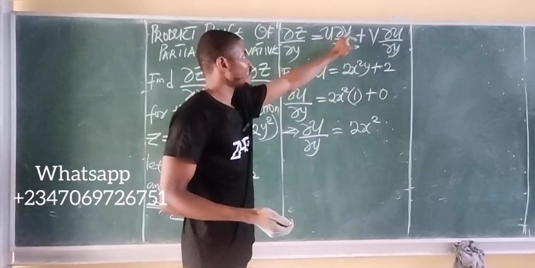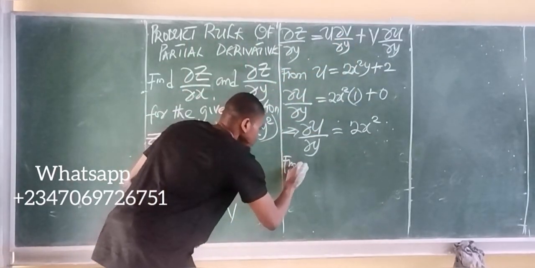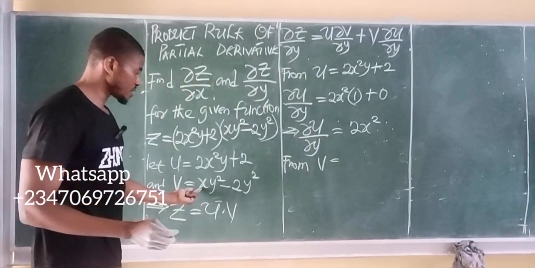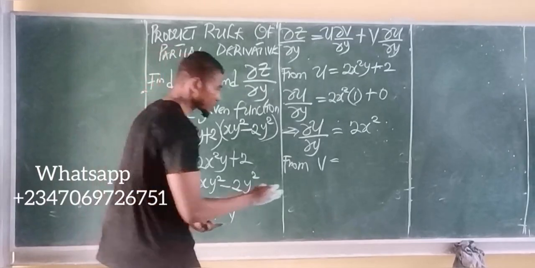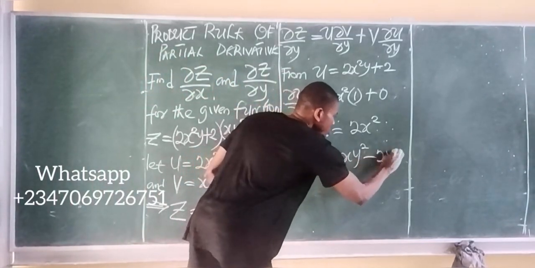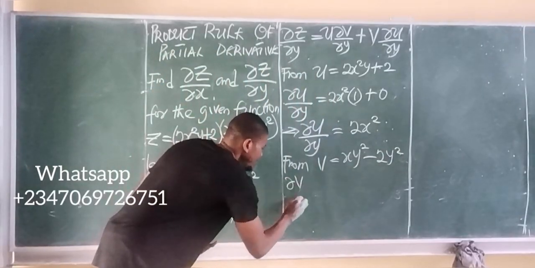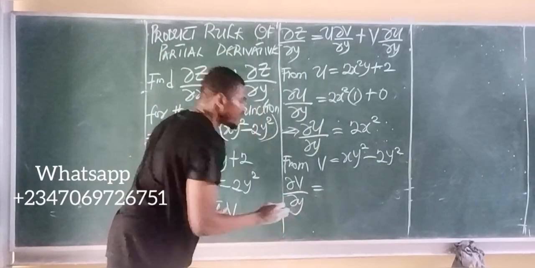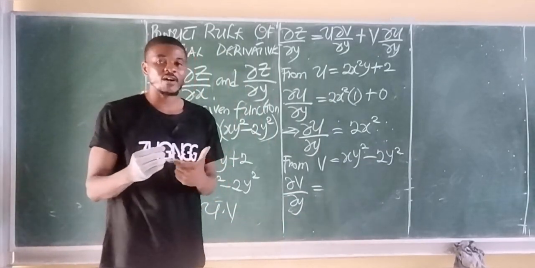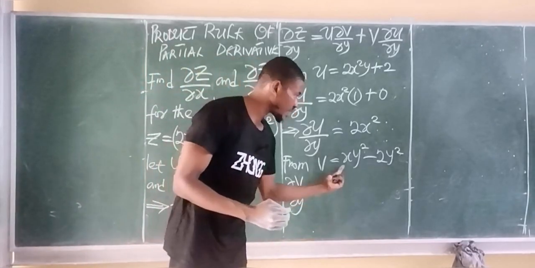Next is to find partial v, partial y. So we consider v, which was given as xy squared minus 2y squared. Now I need to find partial v, partial y. Differentiate v with respect to y. So like I said, I will keep every variable that contains x as a constant.